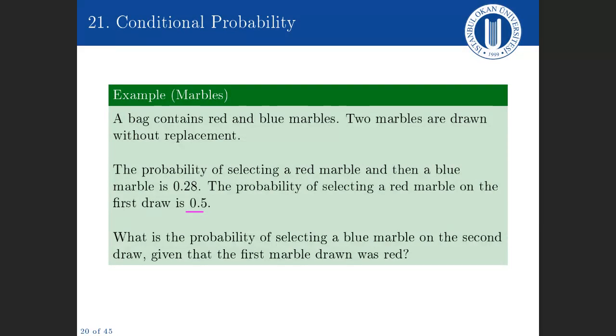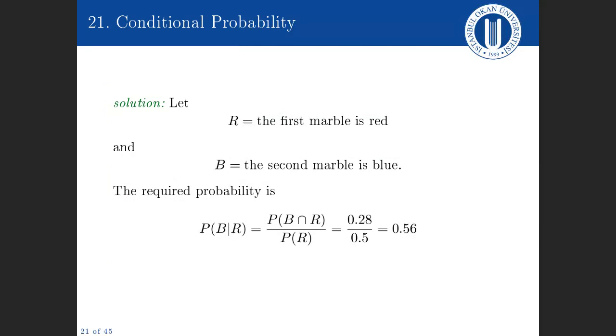We're asked, what is the probability of selecting a blue marble on the second draw? What is the probability that the second ball is blue if we already know that the first marble is red? This is a conditional probability question. We know that something happens. We know that the first marble is red, and we're asked to calculate a probability if we already know that this is true. So we're asked to calculate the probability of B given R.